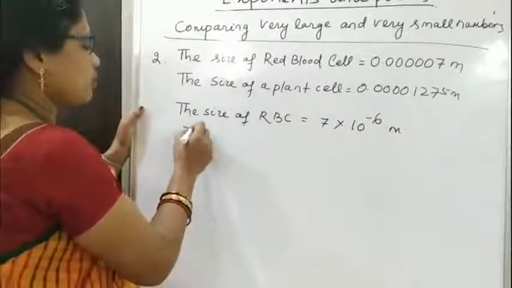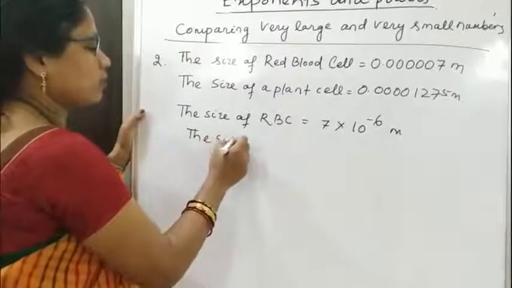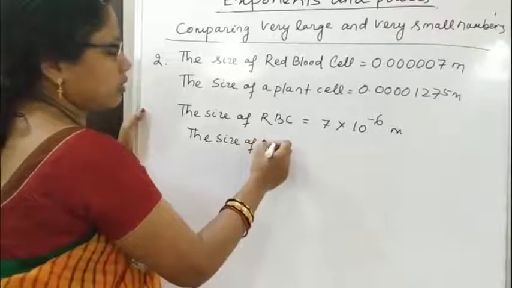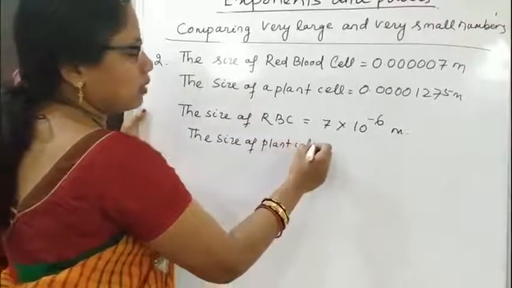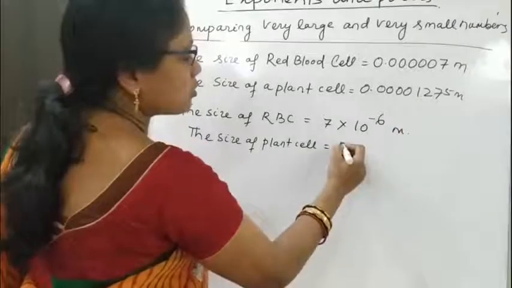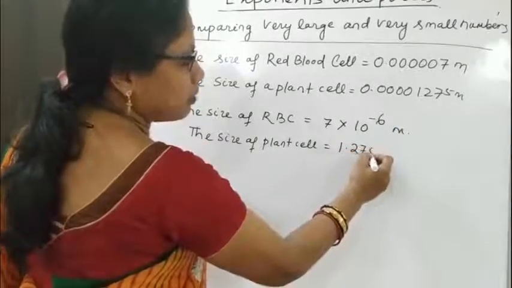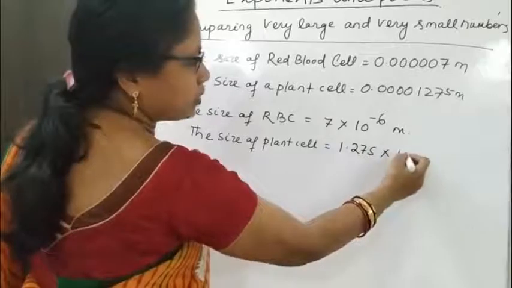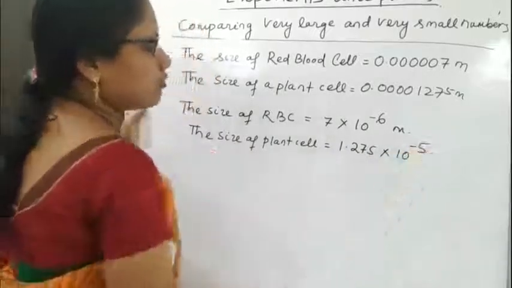And the size of a plant cell is equal to, the decimal point will shift here, so this is 1.275 multiplied with 10 to the power minus 5.